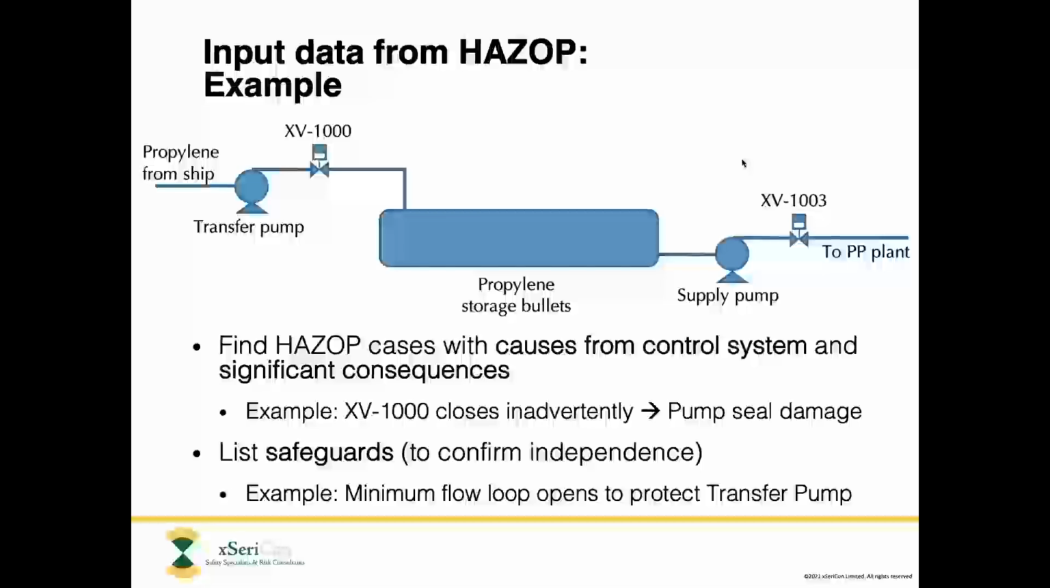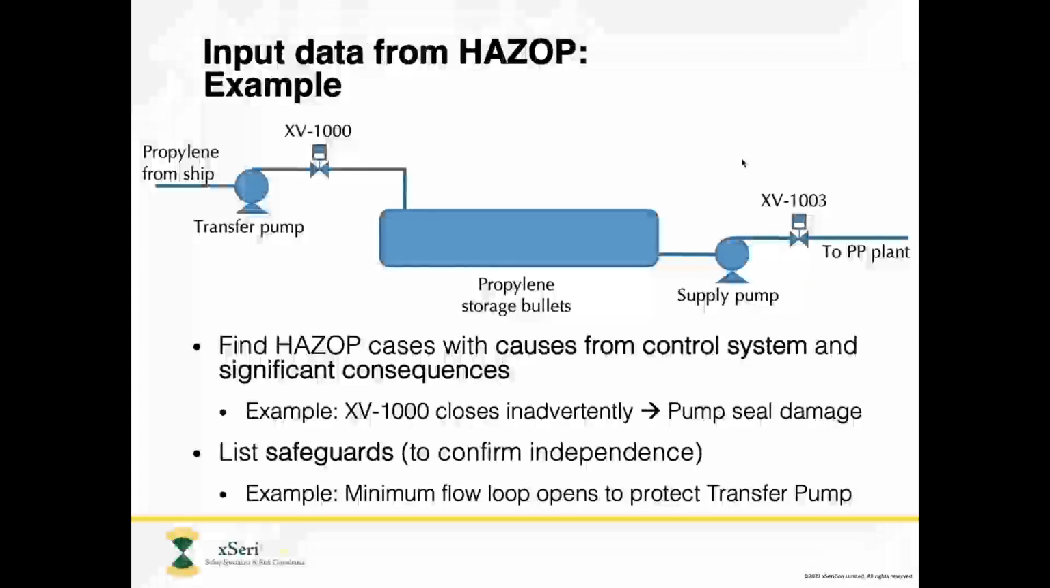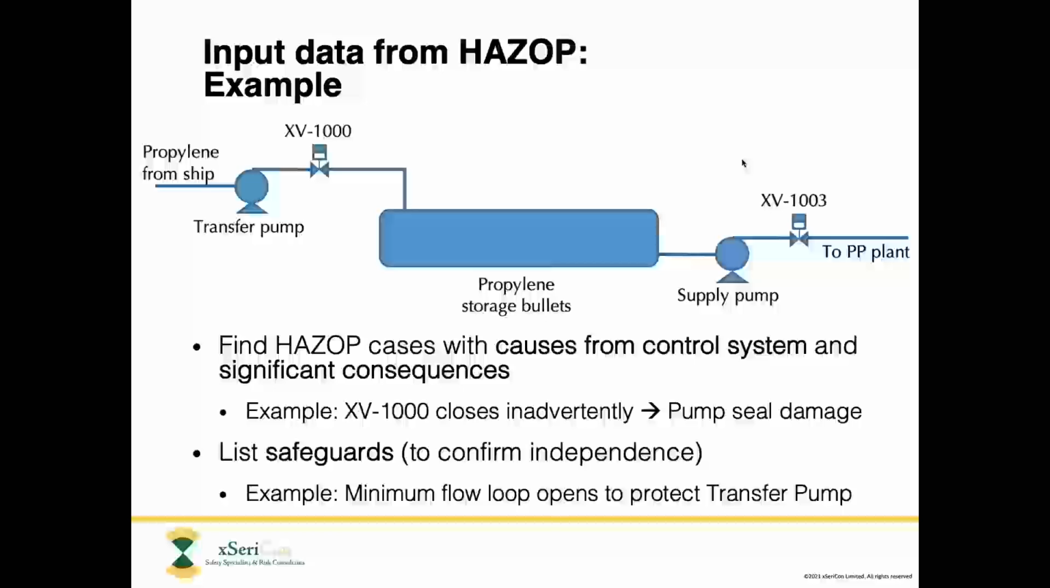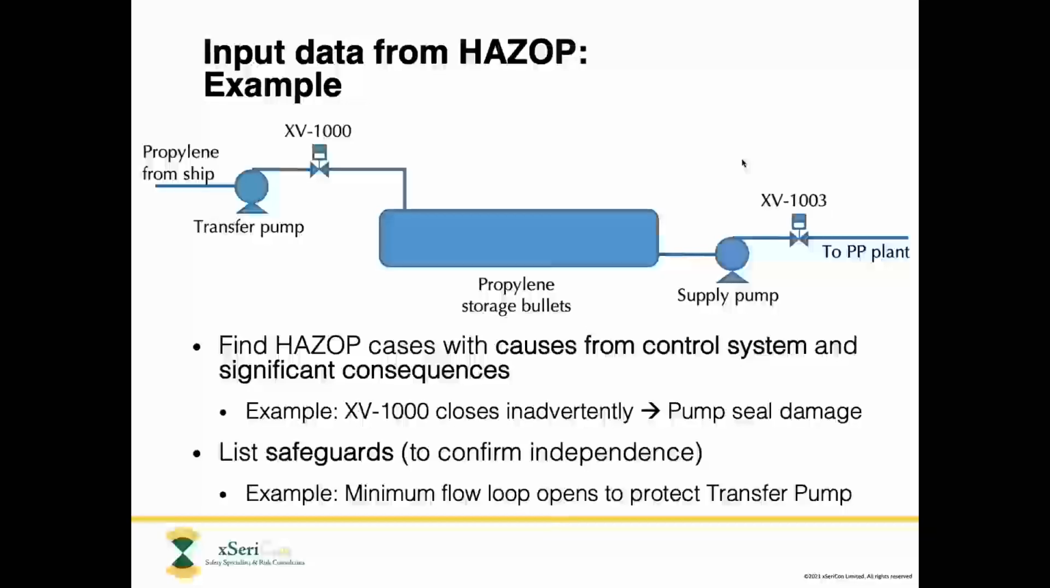So input data that we require for the CHAZOP study, the HAZOP report is a really key document. So it's very important to make sure that the HAZOP report is completed and is up to date before we go into CHAZOP. And I think on the next slide, yes, I'm going to show what kind of information we need to extract from the HAZOP report. We also need data sheets for the control system hardware.